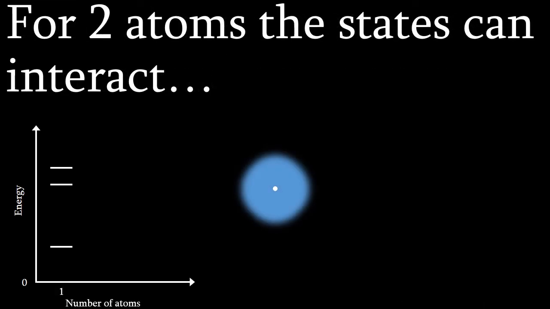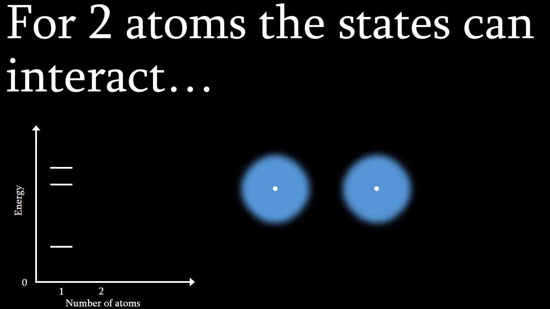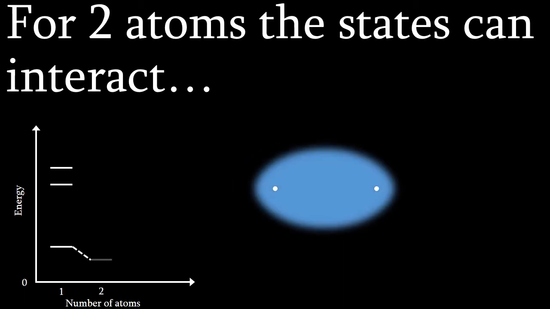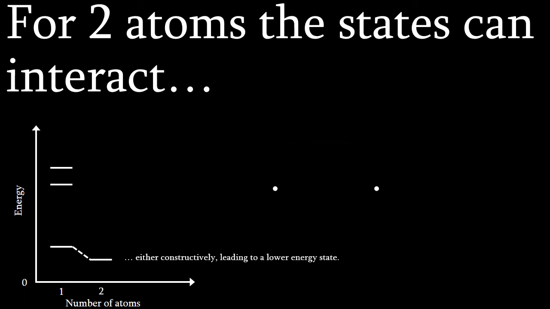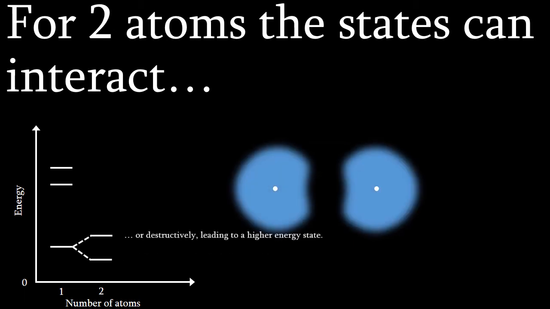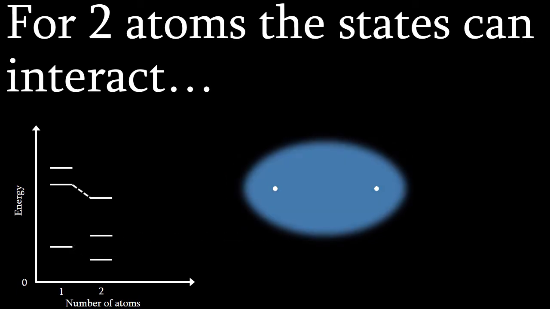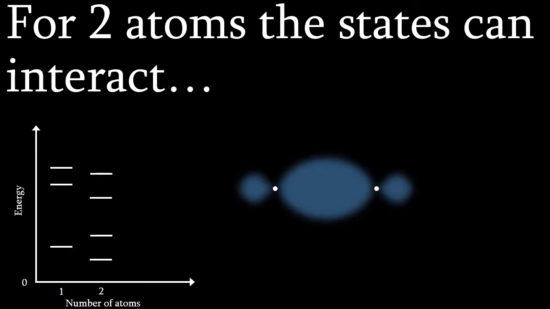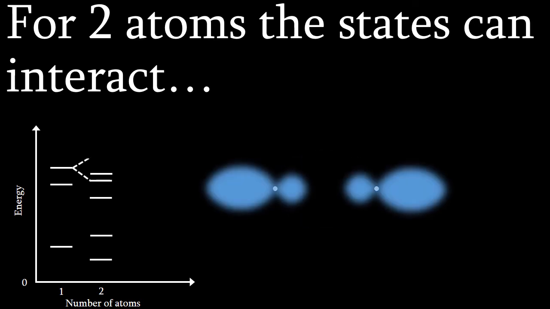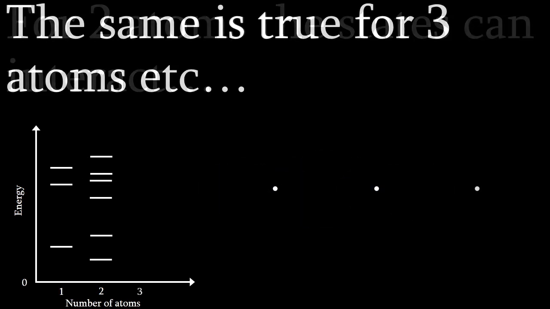For 2 atoms, the states can interact, either constructively, leading to a lower energy state, or destructively, leading to a higher energy state. The same is true for 3 atoms, or 4, or 5, etc.